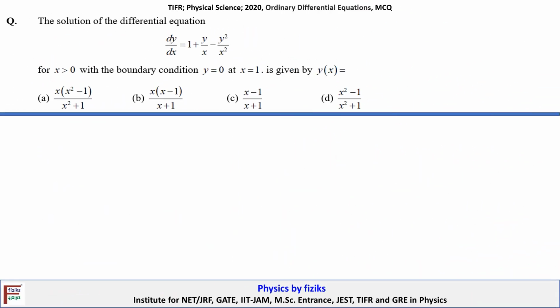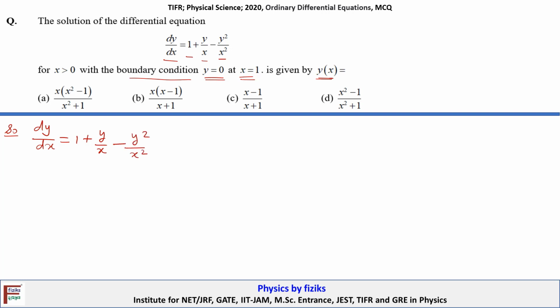The solution of the differential equation given by dy by dx is equal to 1 plus y by x minus y square by x square, for x greater than 0 with the boundary condition that y is 0 at x equal to 1, is given by y of x is equal to. Here the given differential equation is written as dy by dx is equal to 1 plus y by x minus y square by x square.